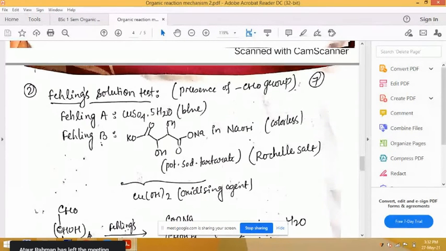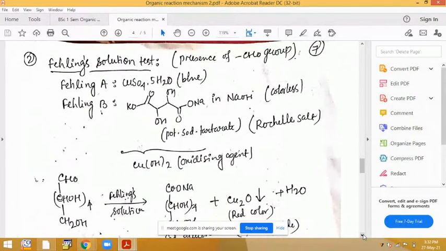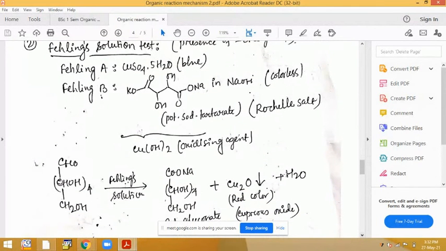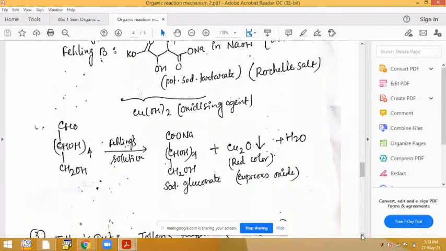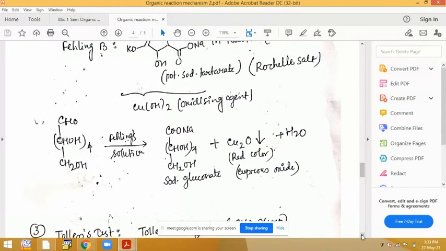And when you add these two, Fehling A and B, they will form Cu(OH)2, that is copper hydroxide, which acts as an oxidizing agent. Now this oxidizing agent reacts with glucose, which has a CHO group, that is, an aldehyde. This aldehyde group is oxidized and forms the acidic group COONa, that is the sodium salt of the acid, gluconic acid. Since this is COONa, it is called sodium gluconate. And also Cu2O, the cuprous oxide, is formed, and due to this cuprous oxide the solution becomes red in color. Due to this color change, we can say that glucose shows a positive Fehling test.